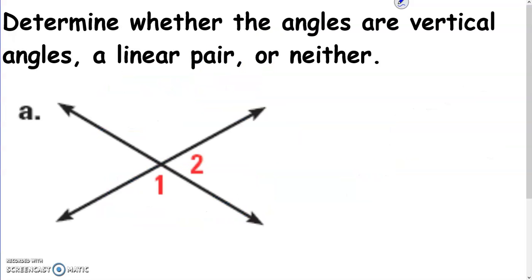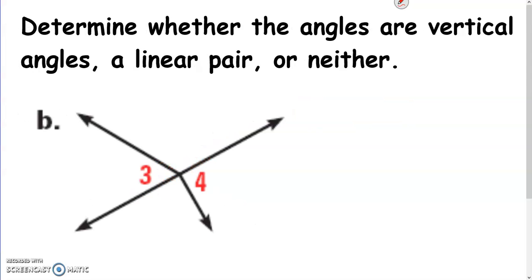So determine whether the angles are vertical angles, a linear pair, or neither. Well, angle 1 and angle 2 form a straight line here, so they form a linear pair. They're adjacent as well. They're right next to each other, and they share this common side right here. Angle 3 and angle 4, you might think they're vertical angles because they're across from each other, but they're not. First, they don't look congruent, and second, they're not formed by two intersecting lines because this is not a line. So angle 3 and angle 4 are neither.